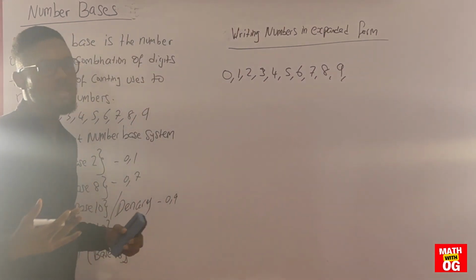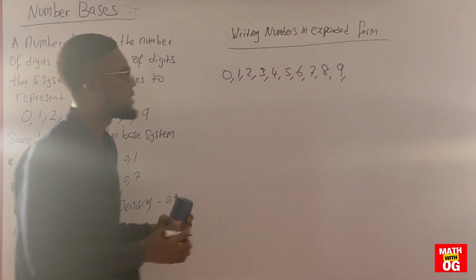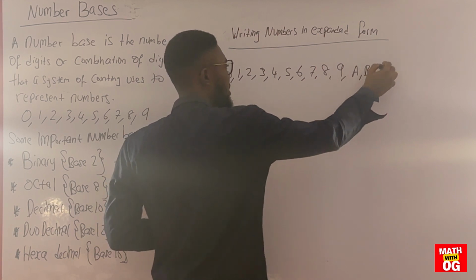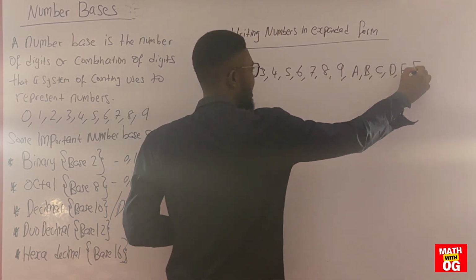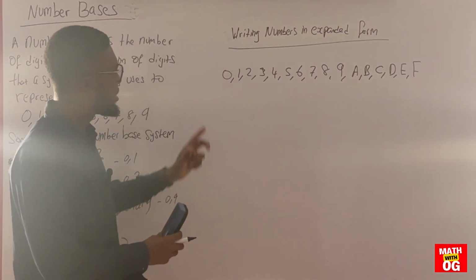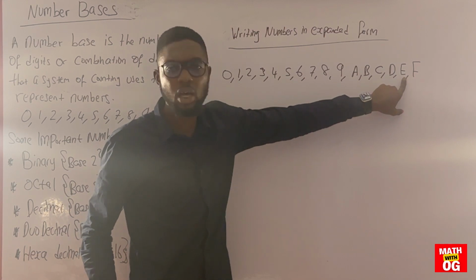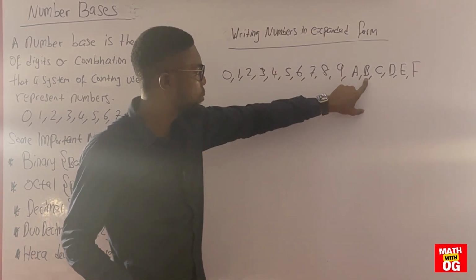Now we start representing these numbers with alphabets. So my 10 becomes A, my 11 becomes B, this is 12, this is 13, this is 14, and this is 15. So this is base 16. If it's base 15, I will stop at E. If I'm working with base 12, this will be 10 and this will be 11.